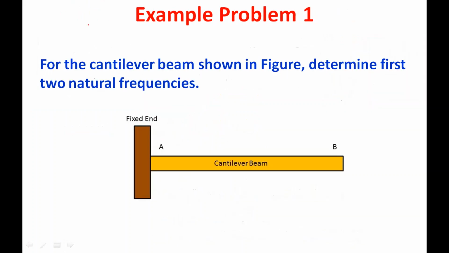First let us take the cantilever beam. For the cantilever beam shown in the figure, determine the first two natural frequencies. This is a general question. We are not going to use any numerical values. We are going to find the natural frequencies in terms of the parameters. What are the parameters we have to use? We will see. This is a cantilever beam fixed at one end, the other end is free. So it is a free vibration. We are not assuming any external force.